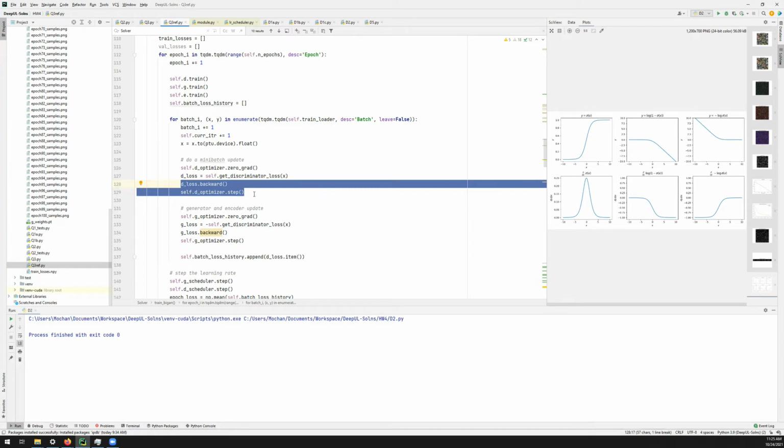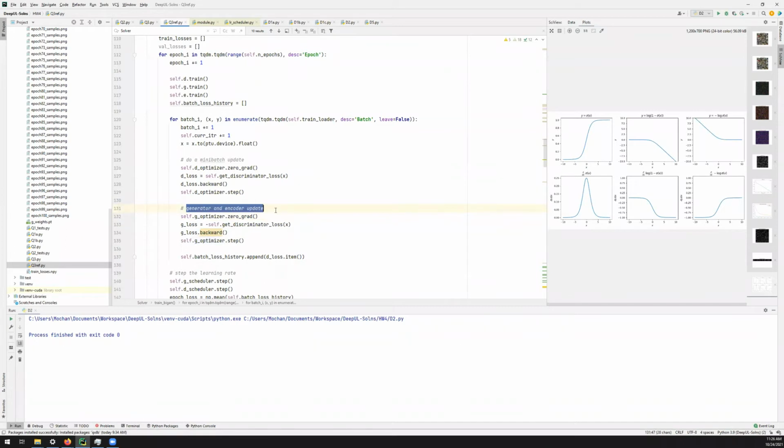Oh yeah, and then one more thing. We have the generator and the encoder update. So they use the same loss, except there's a negative, because the generator and the encoder have the opposite objective. One wants to minimize it, the other one wants to increase it.